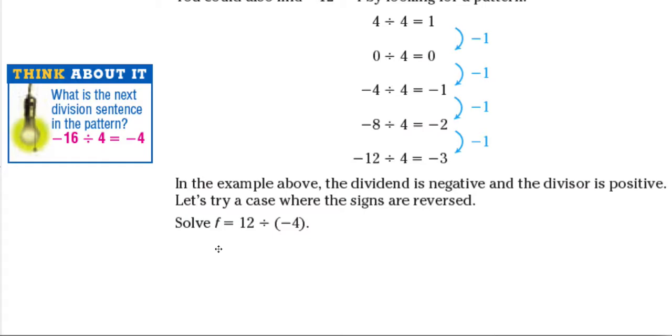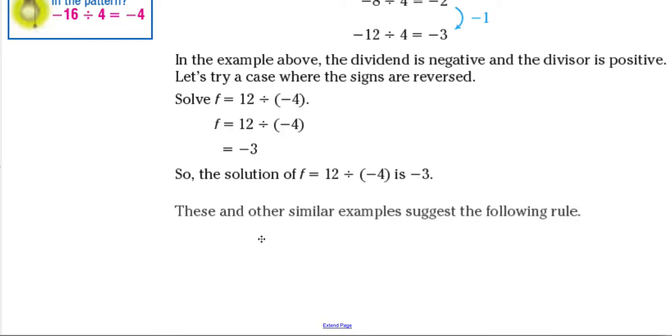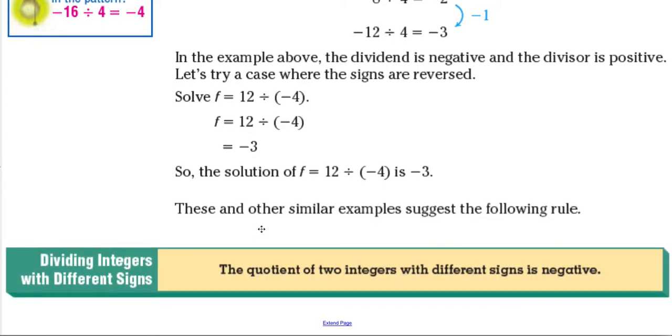If we use a calculator, you will end up with negative 3. So 12 divided by negative 4 is negative 3, and it seems that if the dividend or the divisor is negative, but not both of them, the quotient will always be negative. Which brings us to the rule on dividing integers. Dividing integers with different signs: the quotient of two integers with different signs is negative. So whenever you divide two integers and they have opposite signs, the quotient will always be negative.